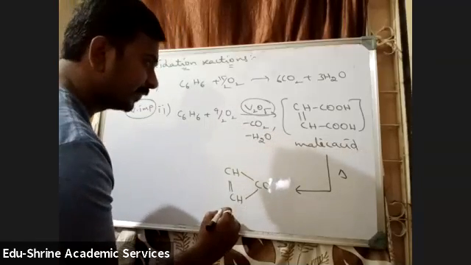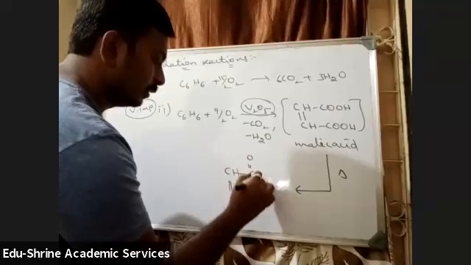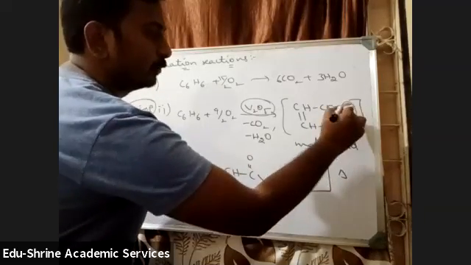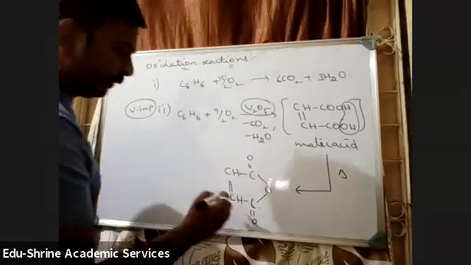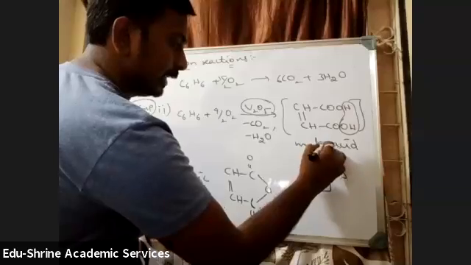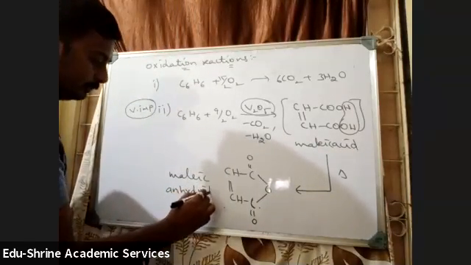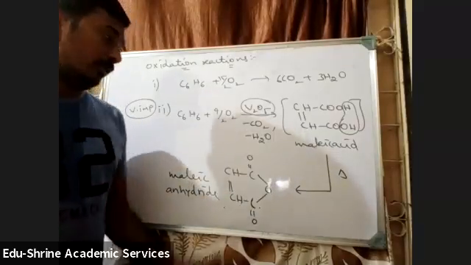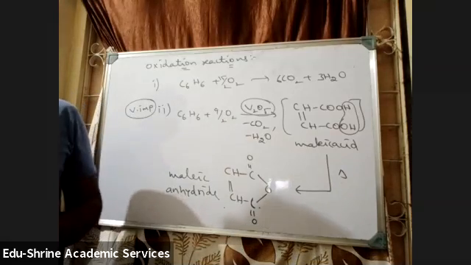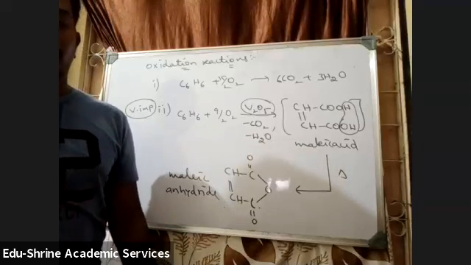This further will undergo decomposition on heating. C double bond O, O C double bond. Water molecule will be removed, and you will be getting maleic anhydride. M-A-L-E-I-C. Maleic anhydride. So this reaction is important, students.